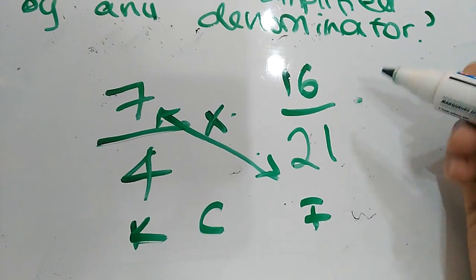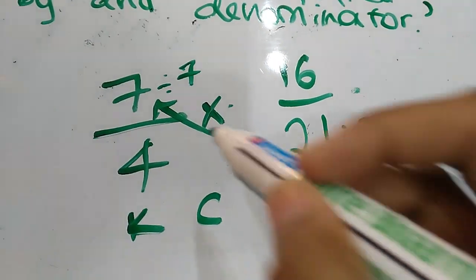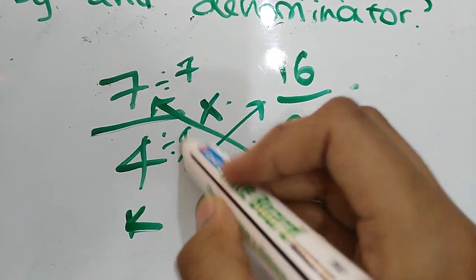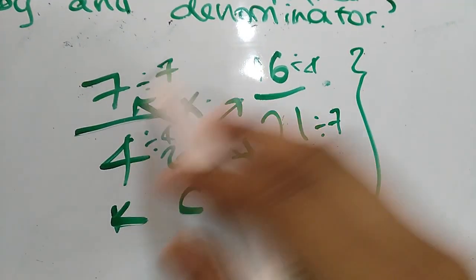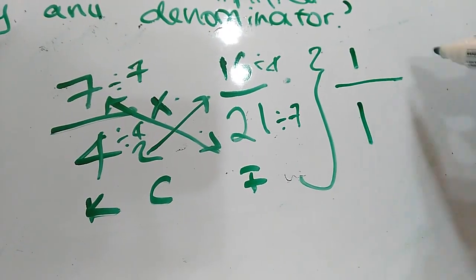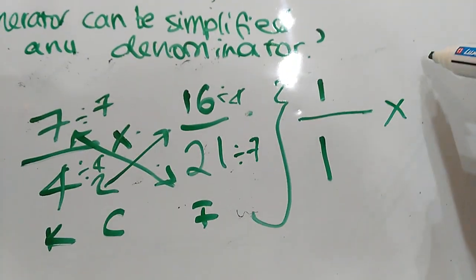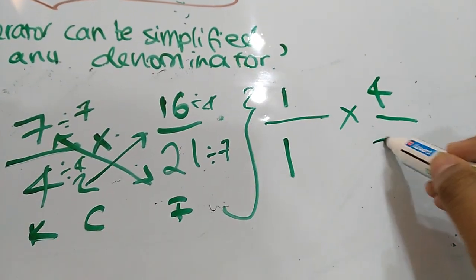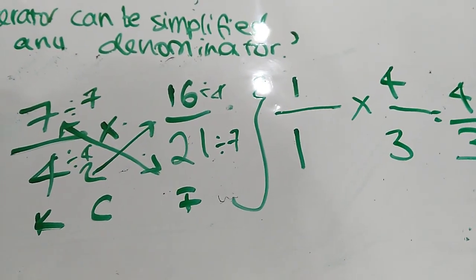So both 7 and 21 are multiples of 7, so I can divide them through by 7. And both 4 and 16 are multiples of 4, so I can divide through by 4. So that is equivalent to 7 divided by 7 is 1, 4 divided by 4 is 1, times 16 divided by 4 is 4, 21 divided by 7 is 3. Now just multiply through: 4/3.